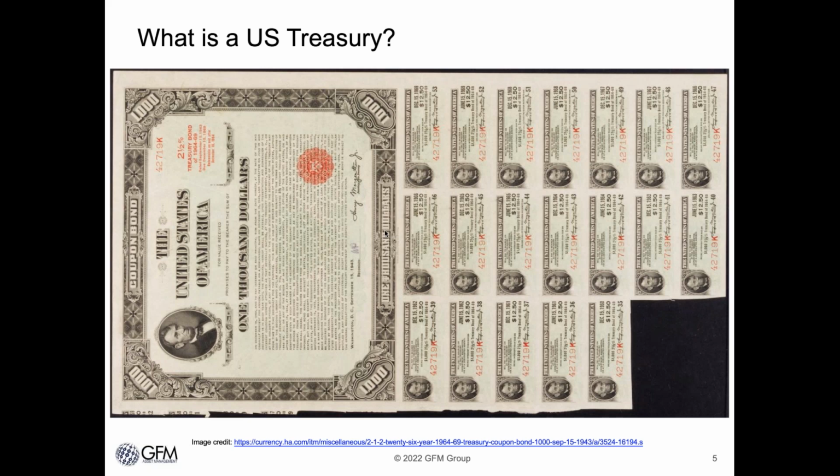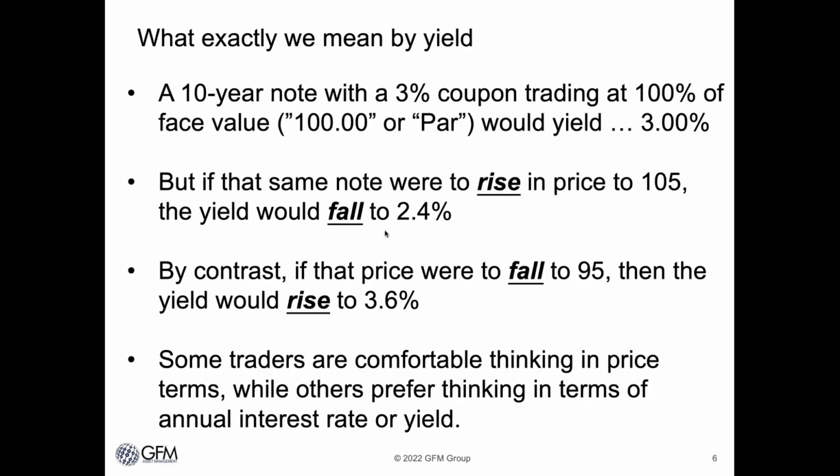Many bonds nowadays are traded entirely in electronic form. So if you hold a bond in your account, the interest would just show up. But this is the physical representation of what a coupon is and what a bond looked like back in the day. What does it mean when we talk about the yield of a bond, though?